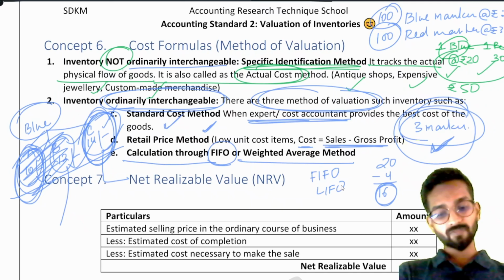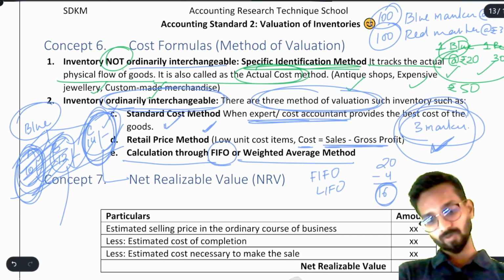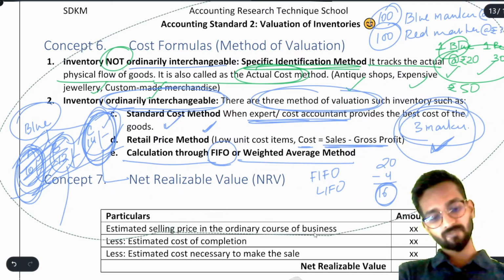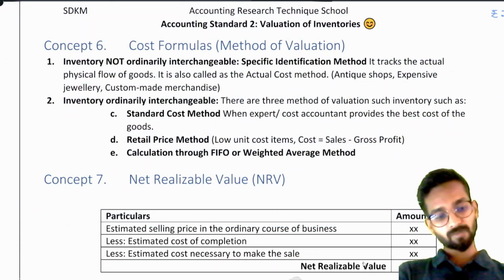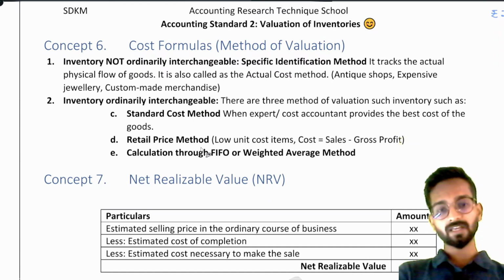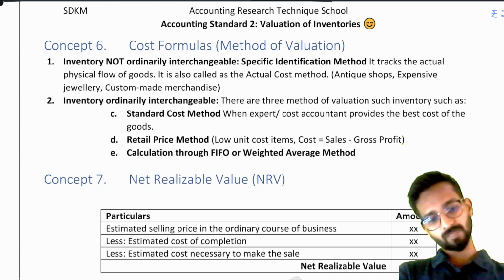Now that is what we are supposed to learn in the cost formulas, that you can use so many different methods to value your inventory. Understood? But remember the priority: standard cost method, then retail price, then FIFO or weighted average method.